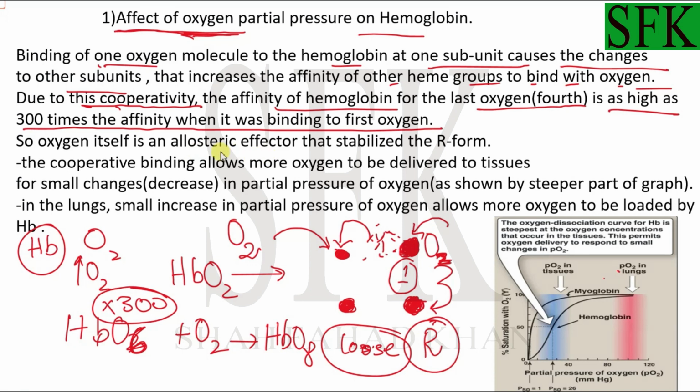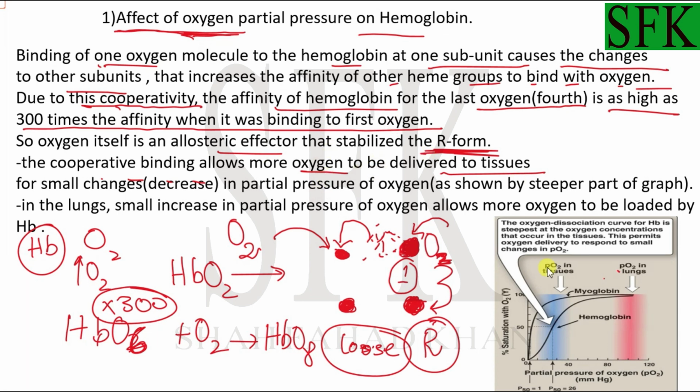So oxygen itself is an allosteric effector that stabilizes the R form. Binding of oxygen changes the hemoglobin structure into the R conformation, and it is stabilized due to the binding of oxygen. If the oxygens are removed, this R conformation becomes less stable, and the hemoglobin starts changing its conformation into the T conformation, and we've talked about that in the previous lecture. Now, the cooperative binding allows more oxygen to be delivered to the tissues.